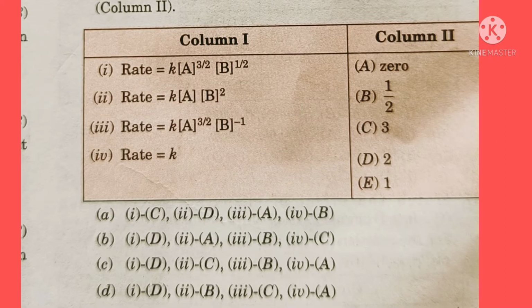Match the rate law expression with order given in column 2. So order will be the sum of the coefficients to which the concentration term is raised. So in first case, the order will be 3 by 2 plus 1 by 2 is equal to 2. So 1 is D. Then in second case, order is 1 plus 2. So 2 is 3. So 2 is C.